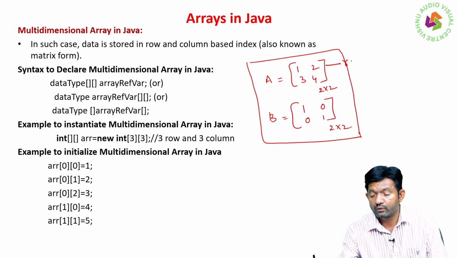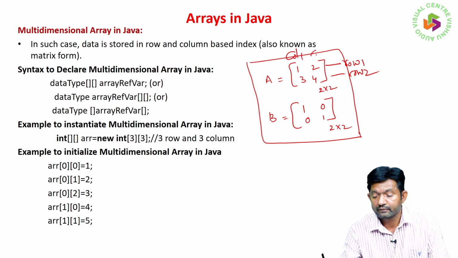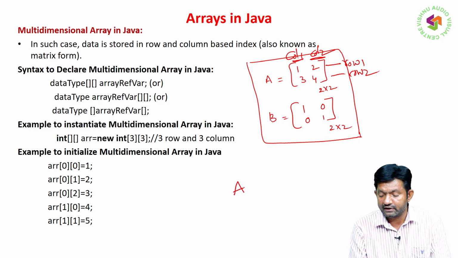So, row 1, row 2, column 1, column 2. I will write in general how the matrix is represented in any programming language, especially in Java.